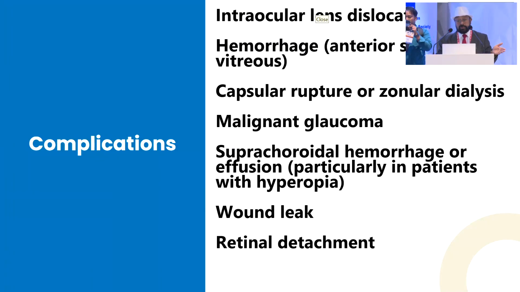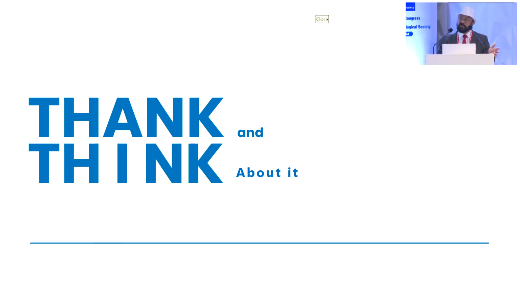Well, there could be intraocular lens dislocation, there could be hemorrhage, there could be capsular rupture or dialysis, malignant glaucoma, suprachoroidal hemorrhages, wound leak, retinal detachment. Yeah, nothing is without complication. But then, what is the way? There is no way. You have to do this clear lens extraction, and that's the way to go. Think about it. Think about it.